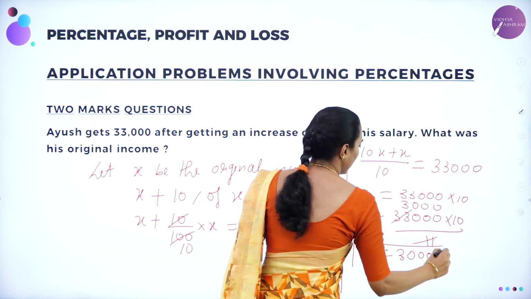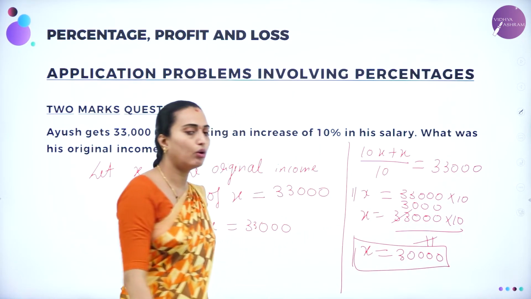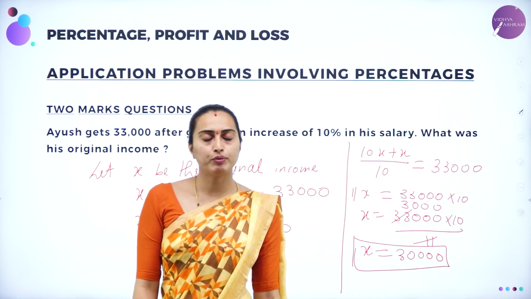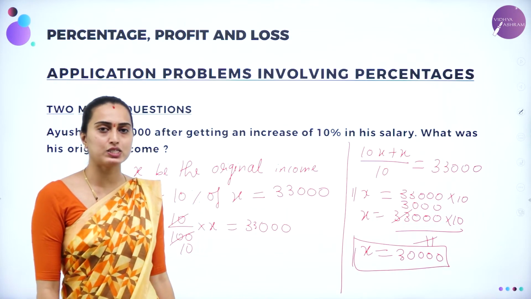So this is the salary you are going to have. So the original income was how much? 30,000. Understood? I hope you understood this question. We'll move on to the next one, dears.